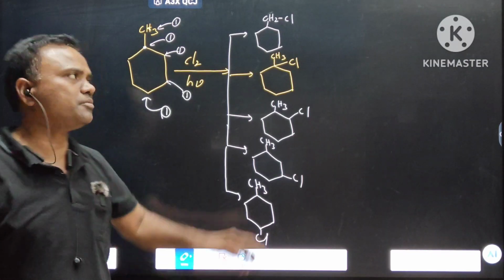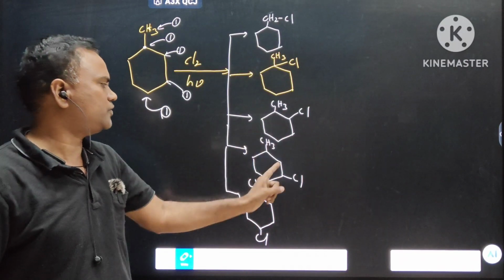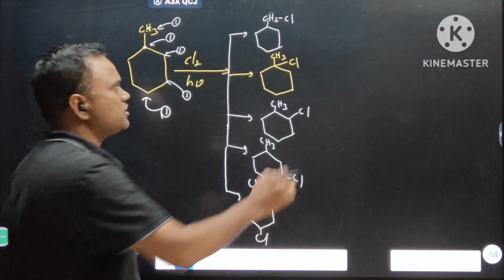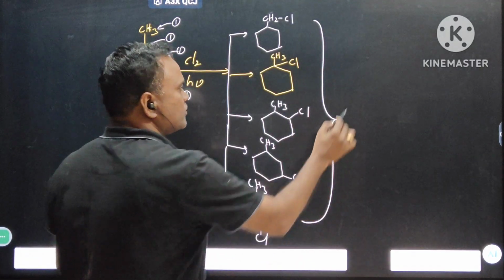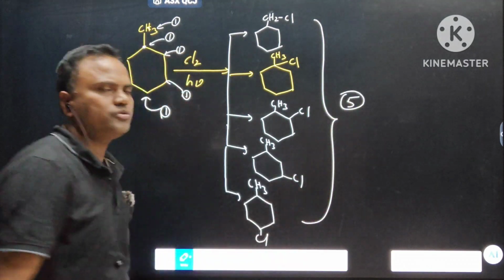So count the total number of alkyl halides producing. 1, 2, 3, 4, 5. Five different alkyl halides are producing.